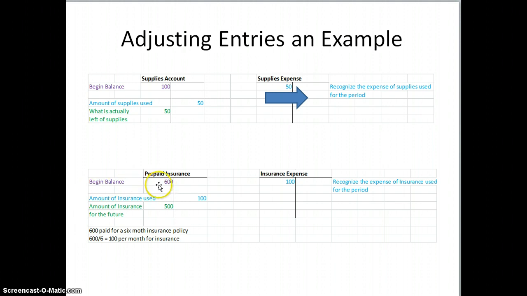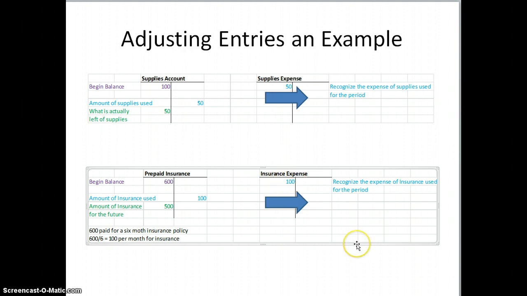I'm going to say I started with $600. I went all through the month and I drove my car. And just with the passage of time, you use up insurance. So I use up that $100 that we calculated here. And I'm going to have $500 left of insurance for the future. And once I recognize that I am decreasing prepaid insurance, so I'm taking the account 600 minus 100 equals 500, I want to also recognize that insurance expense. So I'm going to recognize $100 in insurance expense for the period. So those are 2 examples. Be sure that you look through your chapter for more examples, and when we do the WIMBA session, I'll also go through some more examples of adjusting entries.